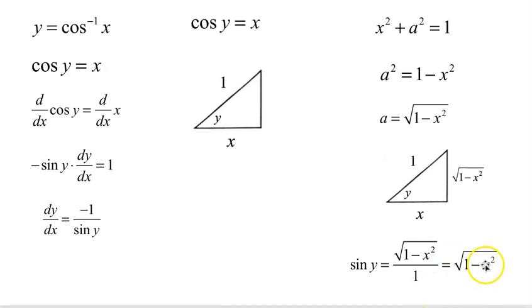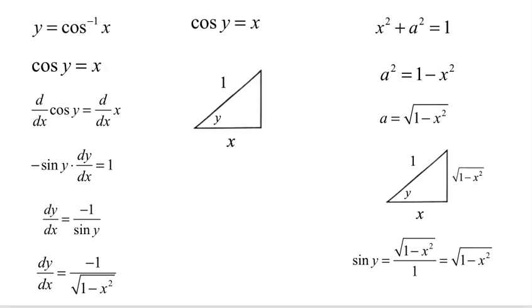Now where does that get substituted? Over here for my dy dx. So dy dx will be negative 1 over the square root of 1 minus x squared, which looks an awful lot like what we had for inverse sine. Remember, the derivative of inverse sine of x was positive 1 over the square root of 1 minus x squared.